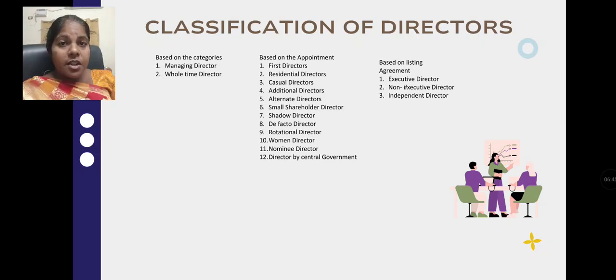Next you have rotational director. It is mandatory that in a company 2/3 of the board members have to be in rotation, and they have to be reappointed after every annual general meeting.